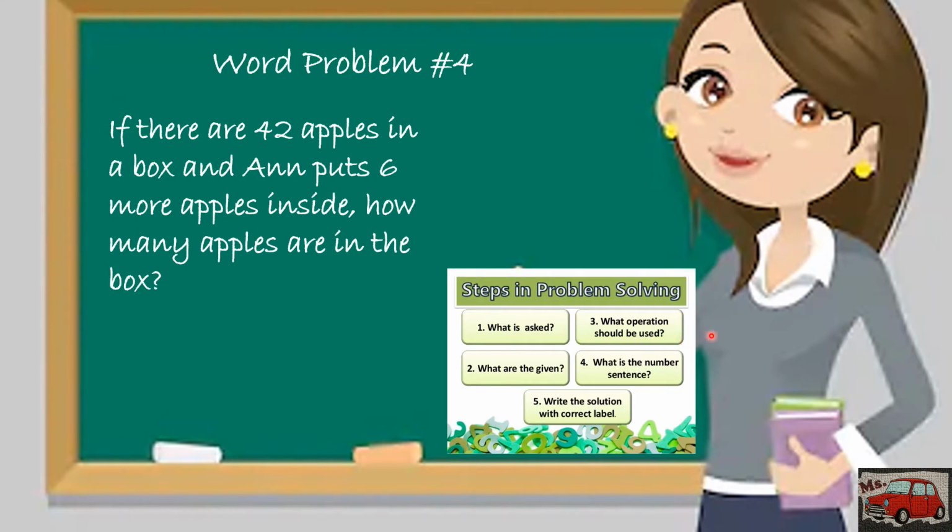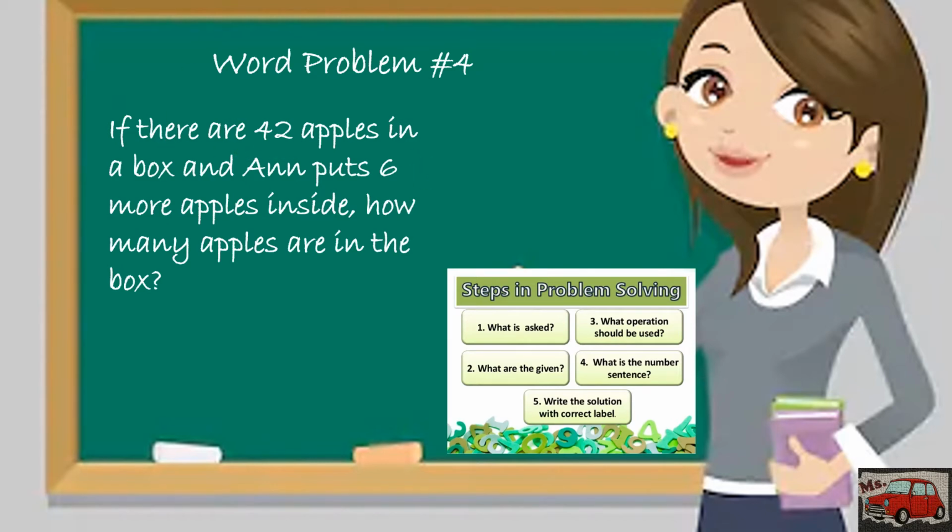Third, what operation should be used? So since ang keyword natin is more apples, so ibig sabihin, madadagdagan, so our operation is addition. Next, what is the number sentence or the expression? Since addition ang gagamitin natin, so that would be 42 plus 6.